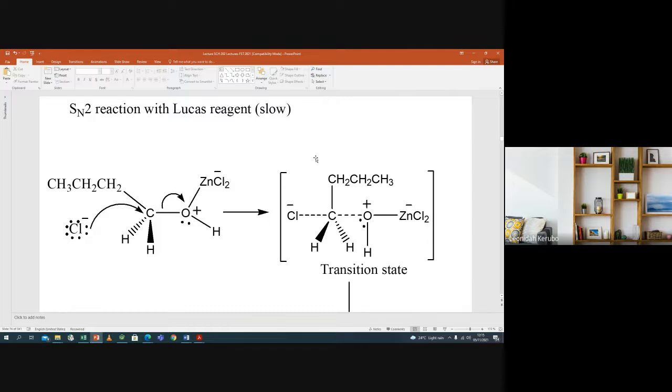So the next step is here. This is a transition state, and all these reactions take place at once. They are concerted reactions. It's a one-step reaction, as compared to SN1, which is a two-step reaction.